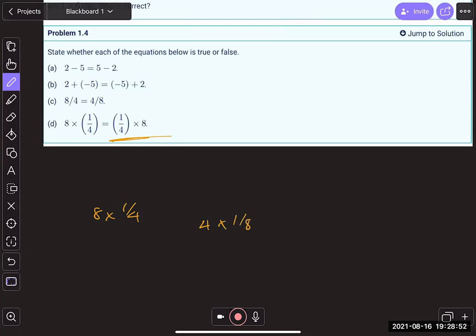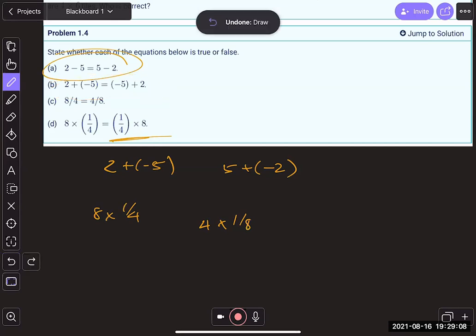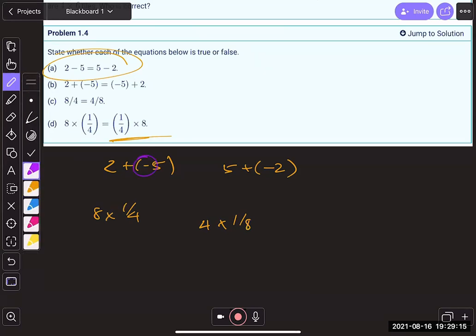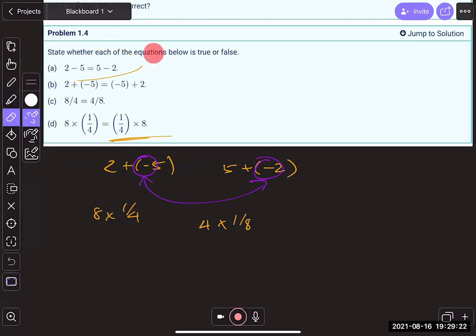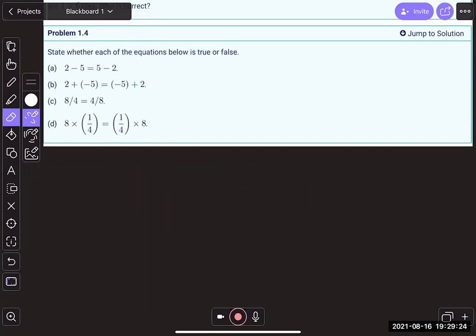4 times 1/8. And if we think about the same idea here, we've written 2 plus -5 and 5 plus -2, which are quite obviously not the same thing now that we've written it out this way. But when we write it out like this instead, as an addition problem, and we make sure to keep that negative sign on the same number, right? Here we've swapped that negative sign from the 5 to the 2, right? So that's the reason why these two things do not stay equal here.